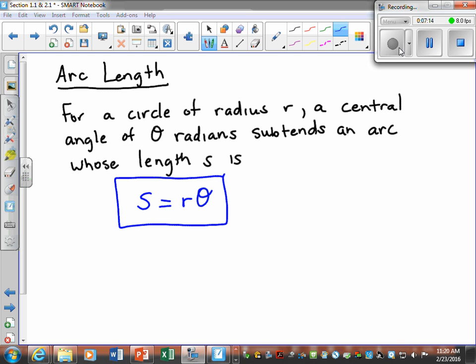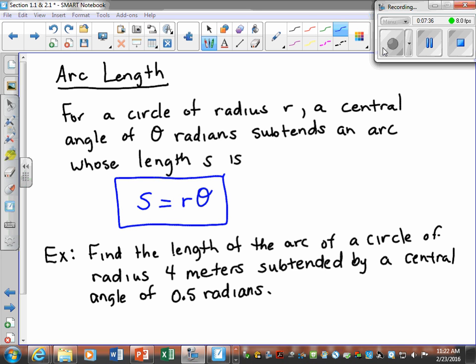Okay, next we're going to look at arc length, and for a circle of radius r, a central angle of theta radians subtends an arc whose length is given by the formula S is equal to r theta, where this is your radius and this is your angle theta in radians. We're going to work with some examples solving for different values here.